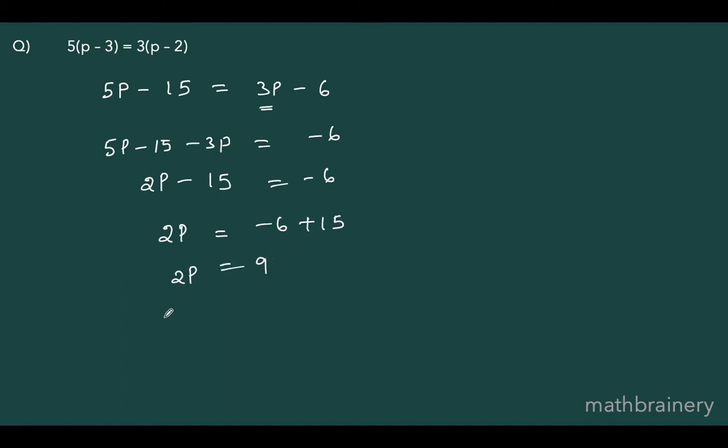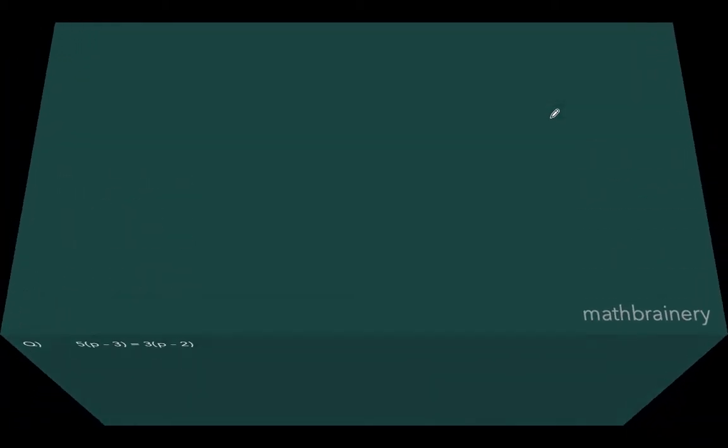So you have 2p is equal to 9, so p must be, transposing 2 to the other side, you get 9 by 2. So the value of p is 9 by 2. Let's look at the next question.